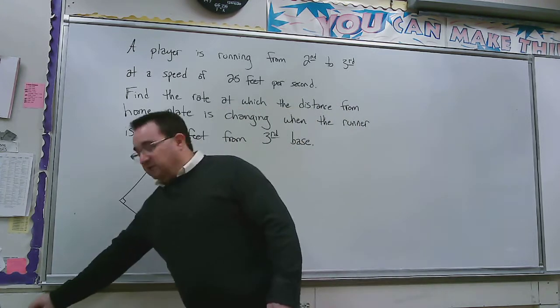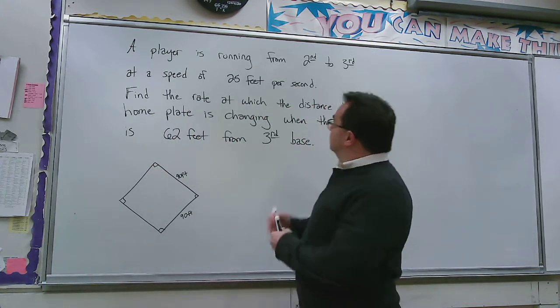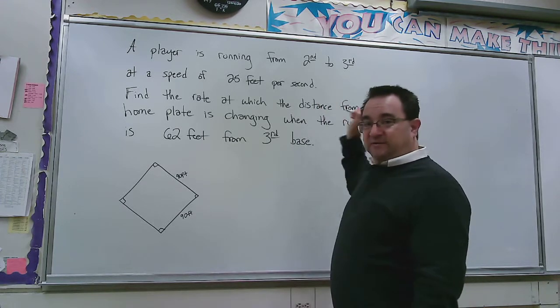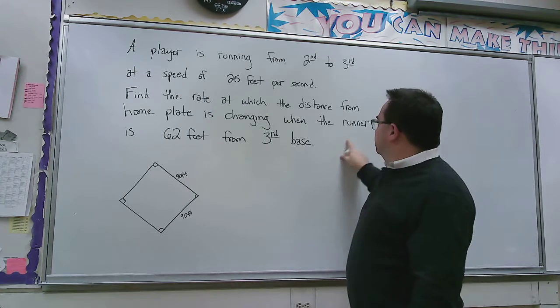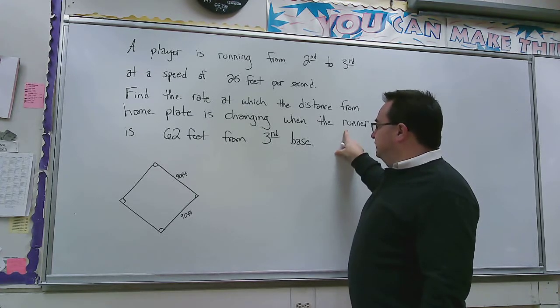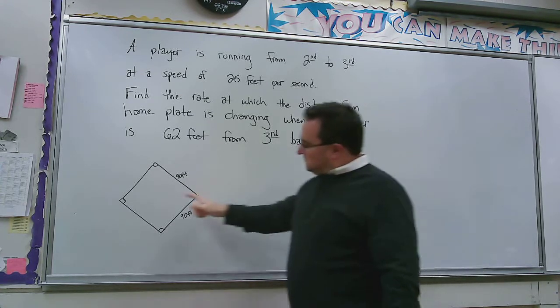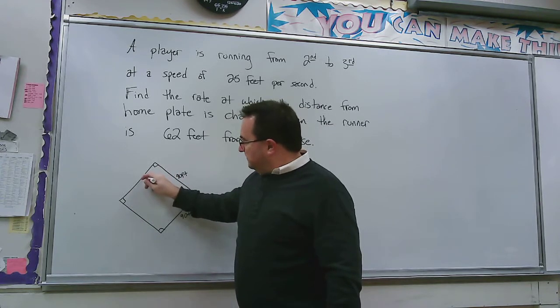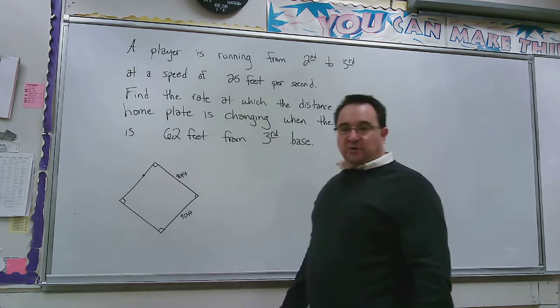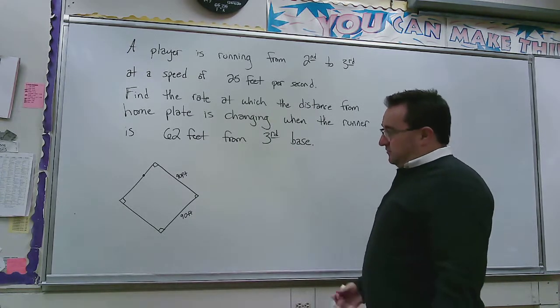Next we have a runner. In this particular problem, the runner is going from second base to third base, and it says where the runner is: 62 feet from third base. Well, here's third. If this is 90 feet, let's call 62 right about here. So there's our runner, and it's important to put the runner in the picture.